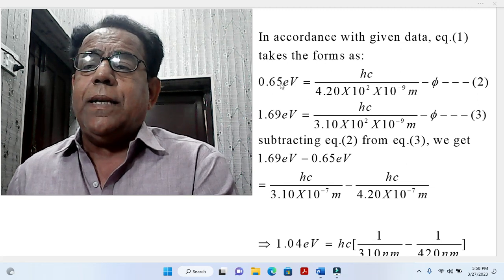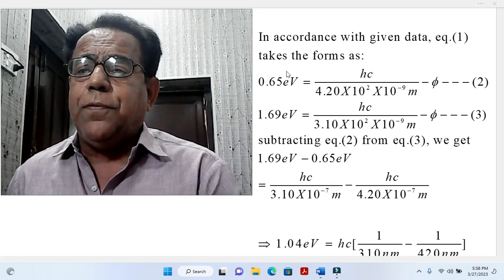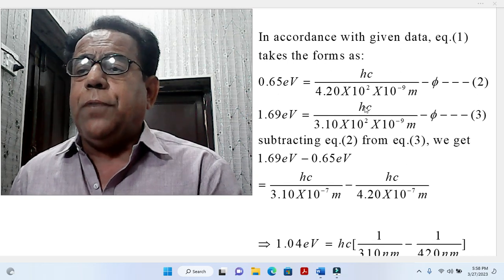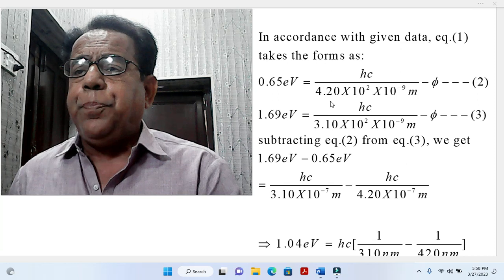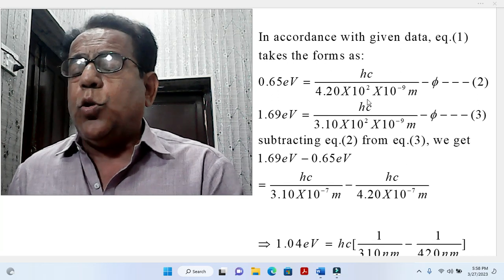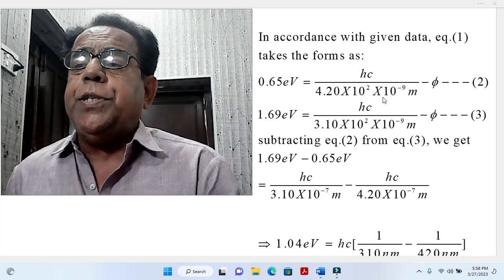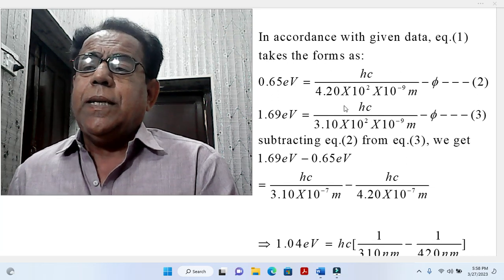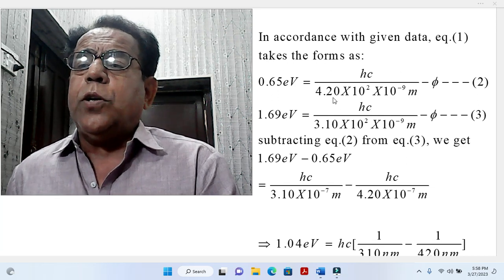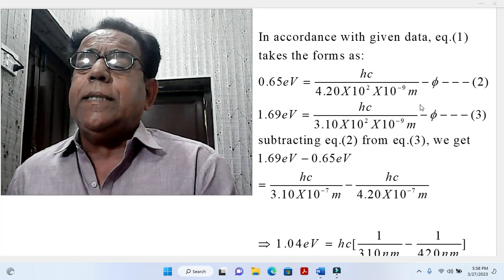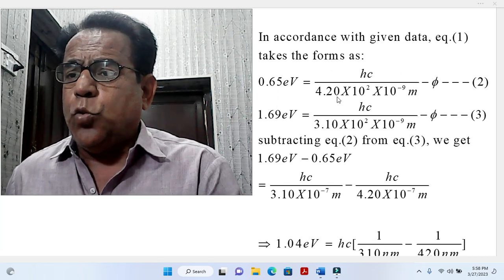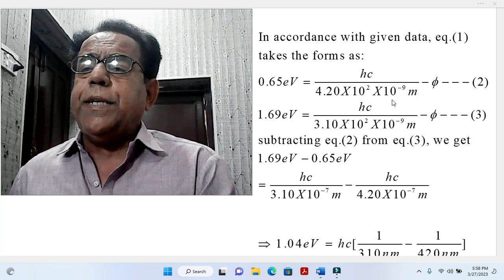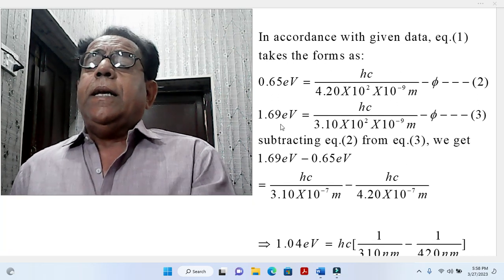Dear students, here one stopping potential given was this, and corresponding to this stopping potential the wavelength given was 4.20 into 10 raised to the power 2 into 10 raised to the power minus 9 meter, or in other words 420 nanometer. This quantity can also be written as 420 nanometer.